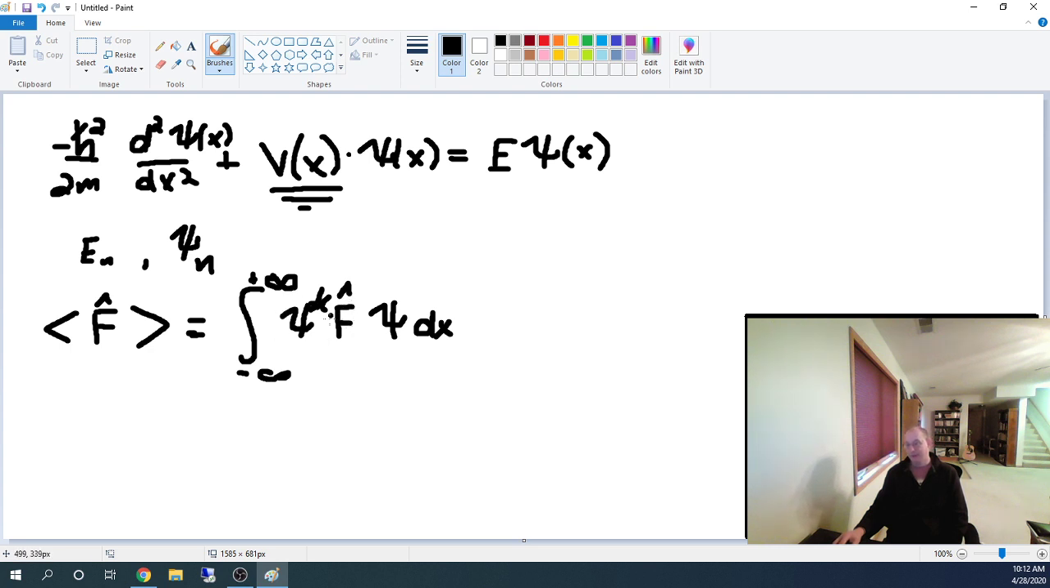But if this is an actual operation, like for the momentum operator, remember, it was differentiation. So I have to differentiate psi, operate on psi with it, and then multiply the result times psi star, and integrate that result from minus infinity to plus infinity.